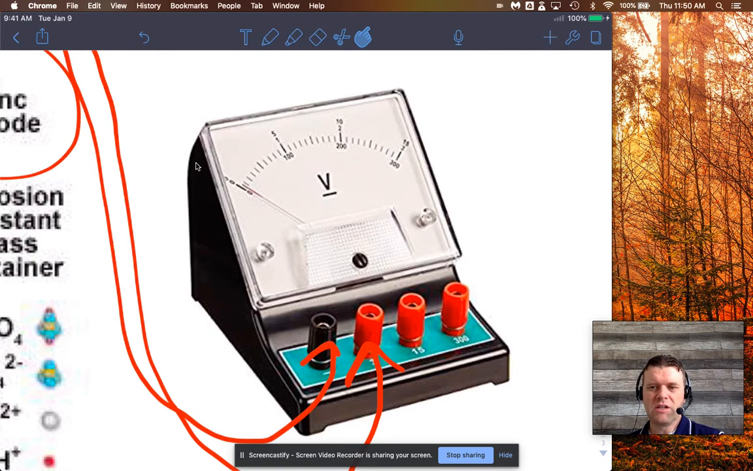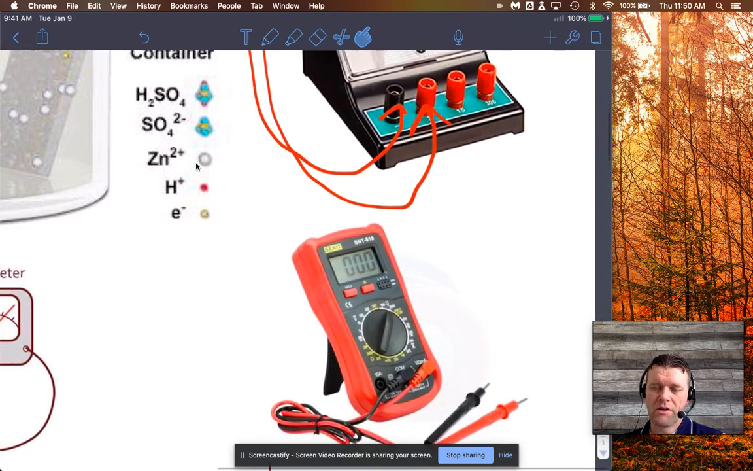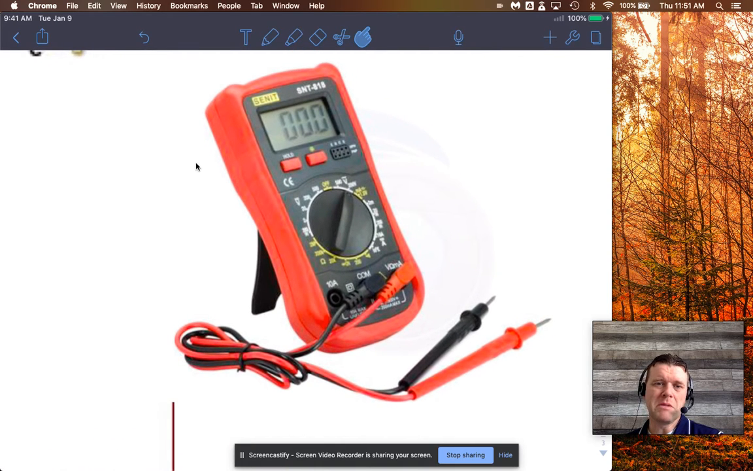Now we could just as easily use an ammeter instead of a voltmeter, but an ammeter would measure amps. We'll see this pretty quick in our next section, but most of the time, maybe even if your parents do a little bit of electrical work at home, you might have seen one of these. This is a multimeter. It looks something like this. It has a dial in the center that allows you to change to a number of different settings.